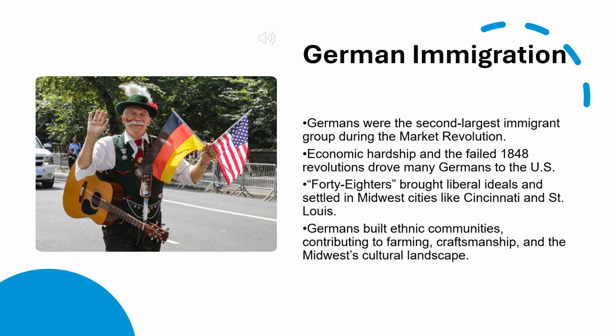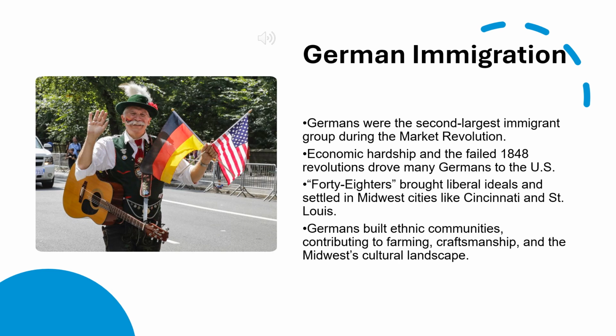The second largest group of immigrants during the Market Revolution came from Germany. Like the Irish, many Germans faced economic hardships due to land consolidation and debt. However, German immigrants were a more diverse group, including not only impoverished peasants but also artisans, intellectuals, and political refugees. The failed democratic revolution of 1848 in Europe led many Germans, particularly intellectuals and political activists, to flee to the United States in search of freedom and stability.